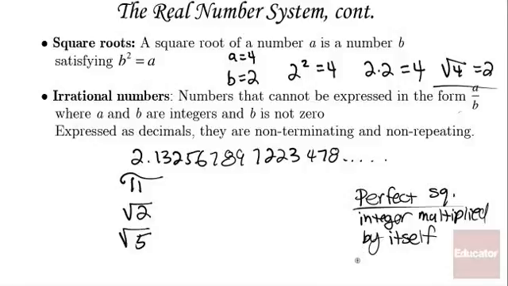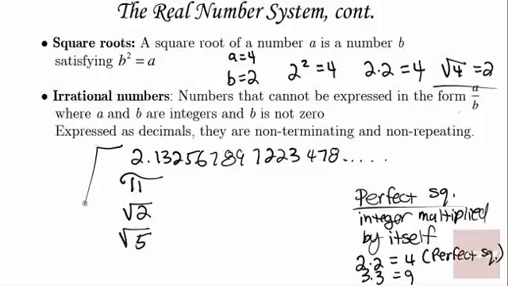So an integer multiplied by itself creates a perfect square. So if I have 2 times 2, I get 4. That's a perfect square. Or 3 times 3 equals 9. Well, if I take the square root of 4, it's 2, and the square root of 9 is 3. Those are not irrational numbers. Those are rational numbers. However, if I take the square root of 2, that's an irrational number. All of these are irrational numbers.